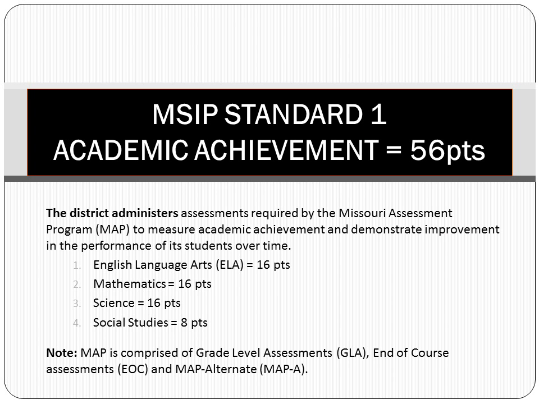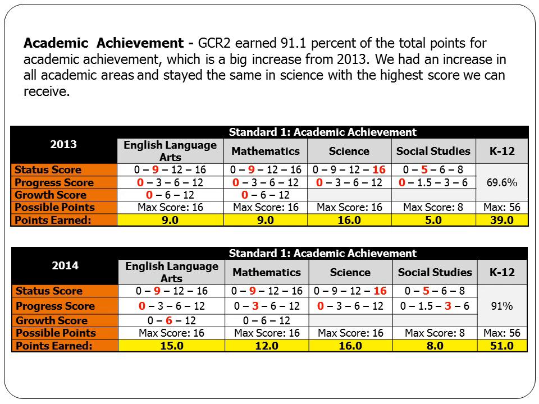So let's look at standard 1, academic achievement. Again, 56 points out of 140. English language arts is worth 16 points. Math is worth 16. Science is worth 16. And social studies is worth 8. This is our report card broken down into those specific areas. As you can see, in academic achievement, GCR2 earned 91.1% of the total points. That's a big increase from 2013, where we were at 69.6%.